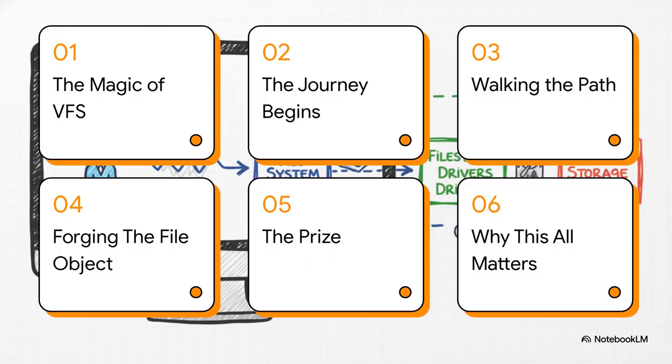So here's our roadmap. First, we're going to talk about the magic of the VFS. That's the stage where this whole show happens. Then we'll follow the open call as it starts its adventure. Watch it navigate the file system path, see how the kernel forges a special object to manage the connection, and finally, we'll get to the prize our program gets back and talk about why this whole thing is so important.